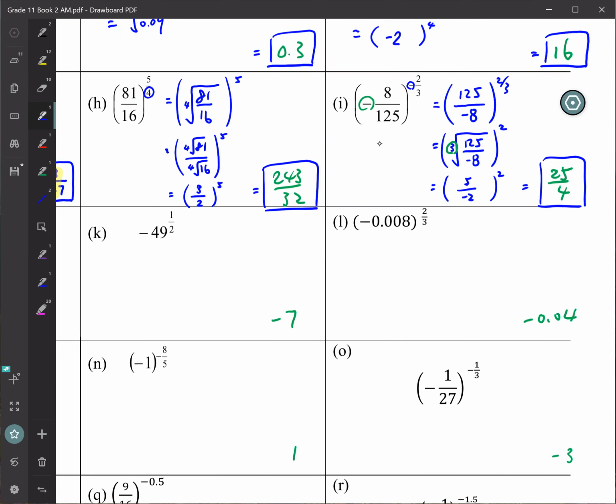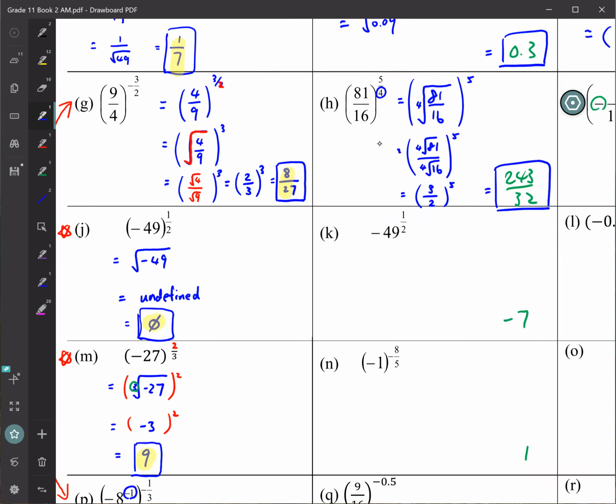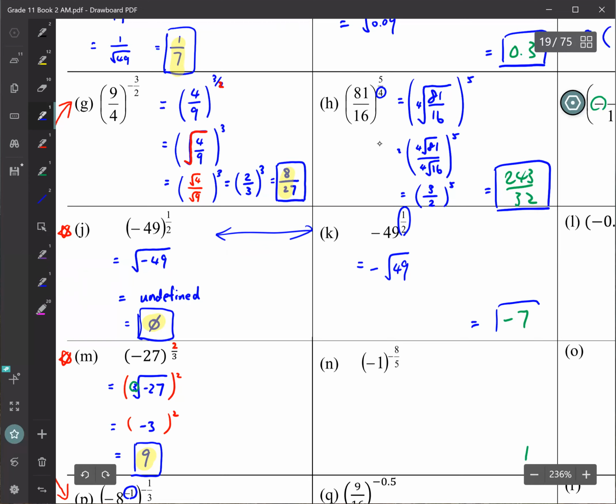Next one, you can compare K and J together, right? The difference between these two is one has bracket, one doesn't, okay? So look at J. J is undefined. But for K, because there's no bracket, the half is only for 49, okay? So the negative has to stay outside. And that will give you negative 7, okay? So this one, you get an answer. It's not undefined.